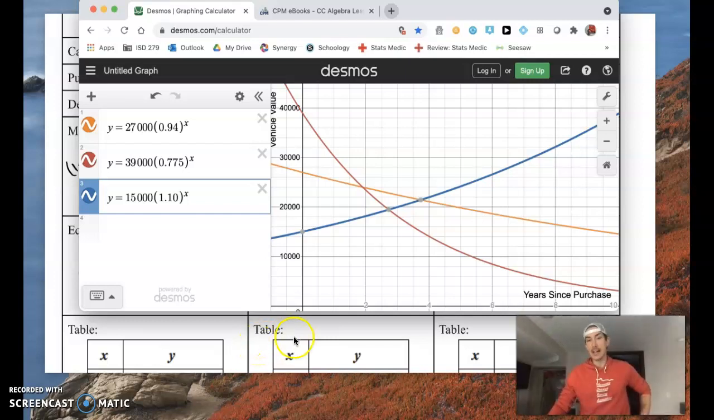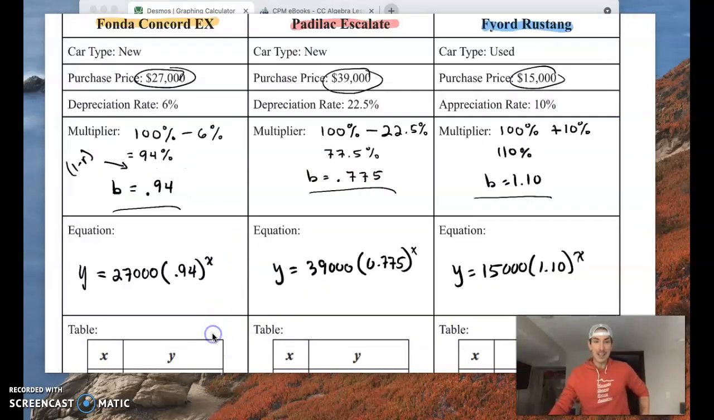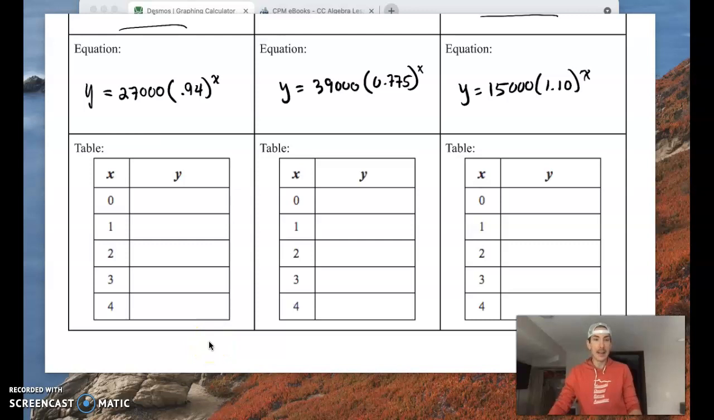Now check it out, because there's a lot going on in this graph. I've got 3 different curves. I've got 3 different points of intersection. We're going to talk about those in just a minute. But we're asked, after we consider the equation, can we consider the table? And the table would be a pain to go ahead and try to do by hand.